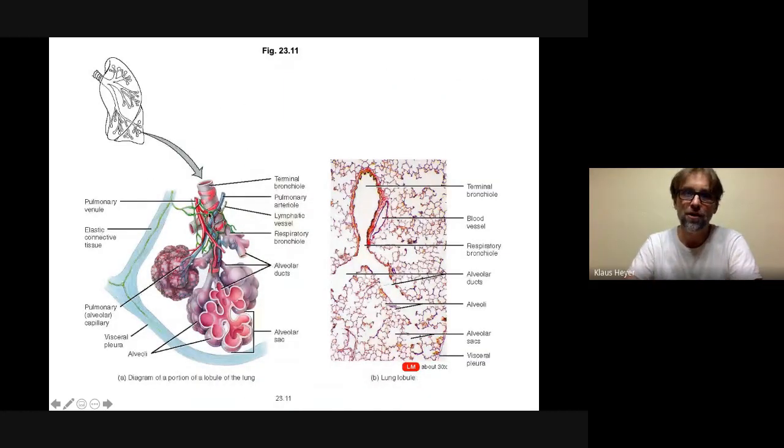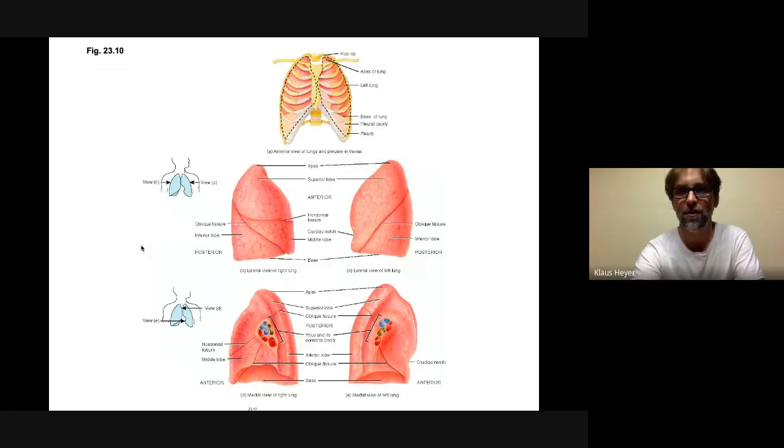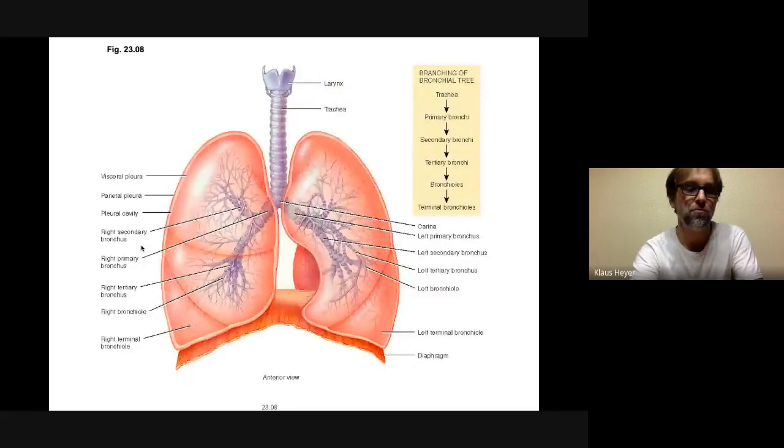From terminal bronchioles, there's a final end that's called the alveolus, or alveoli. So there's an end to it all. Let me go back a couple slides. That's it. It's like this: trachea, primary, secondary, tertiary bronchi, bronchioles, terminal bronchioles. Some people would add respiratory bronchioles, but whatever. Terminal bronchioles, alveoli.